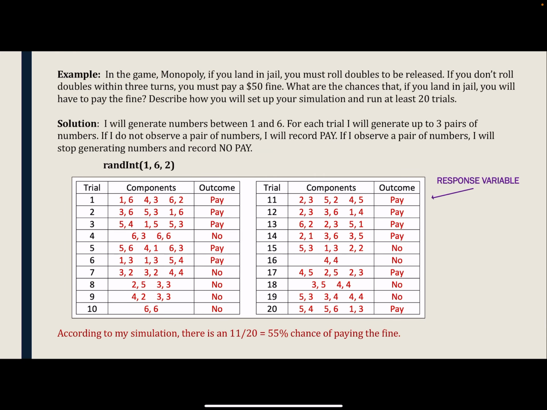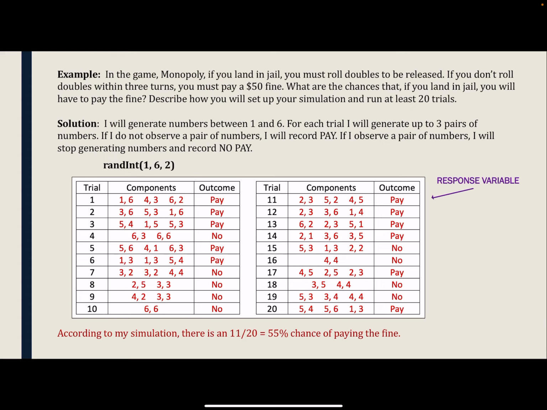So here's another example. In a Monopoly game, if you land in jail, you have to roll doubles to get out of jail. You get 3 chances to roll doubles, and if after 3 chances you don't roll doubles, you have to pay a $50 fine. So what are the chances if you land in jail that you're going to have to pay the fine? We're going to describe how we will set up a simulation and run at least 20 trials. And if I remember right, you can just pay the fine and not try to roll doubles, but we're going to forget that piece.